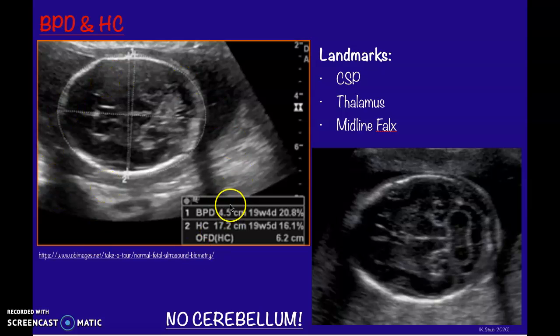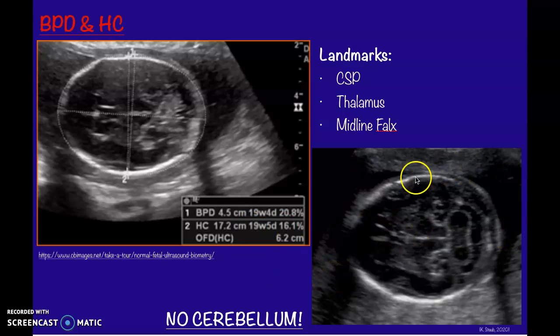So when we look at this image here, this is what we're looking for. We're looking for those landmarks, the CSP, thalamus, and midline falx. So we can see CSP, we see thalamus, we see the third ventricle, and we see the calvarium, which is around the baby's head. So for BPD, we're going to measure from outer to inner, and then for HC, we're going to come up and go from outer to outer, and we're going to pull that open, and measure it around the baby's head.